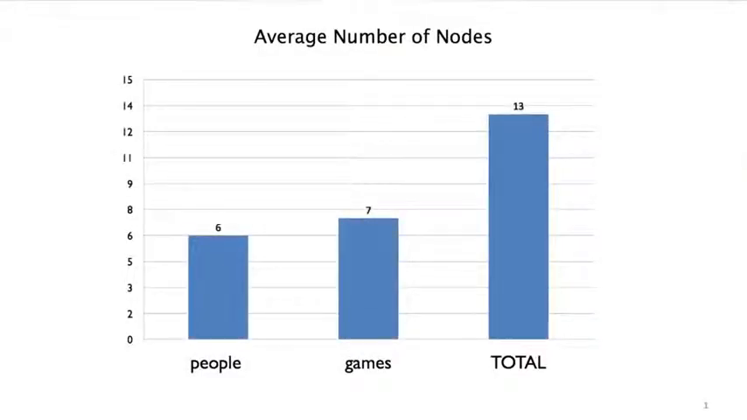In terms of descriptives, the average diagram is about 13 nodes. About half is people and half are games, about 6 people, 6 games. Now that's on average. That hides a lot of variance. For example, the number of people nodes ranges from 0 to 30, and for games it ranged from 2 to 45.